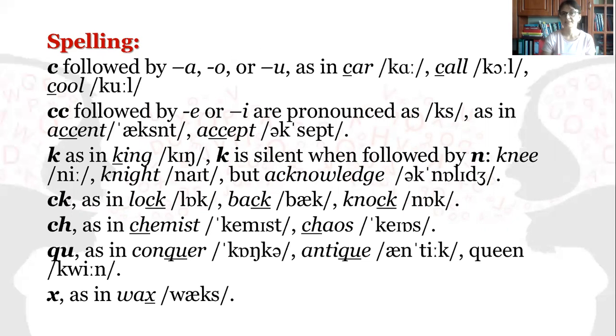Now, what about its spelling? So it can be spelled with the help of the letter c, which is followed by the vowels a, o, or u, as in cat, call, cool. Double c followed by e or i, as in accent, accept. K as in king. Now, k is silent when followed by n, as in knee, knight, but pay attention, acknowledge. CK as in lock, back, knock. CH as in chemist, chaos. By the way, another word I've just remembered, stomach, which is quite often mispronounced by our learners. QU as in conquer, antique, queen, and x as in wax.